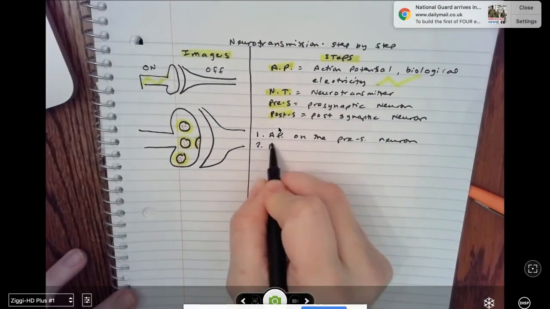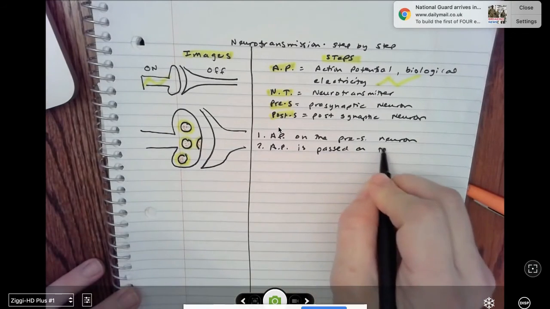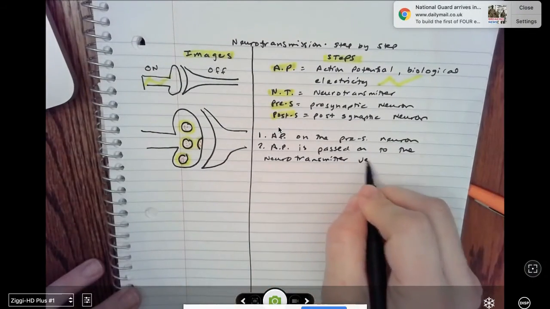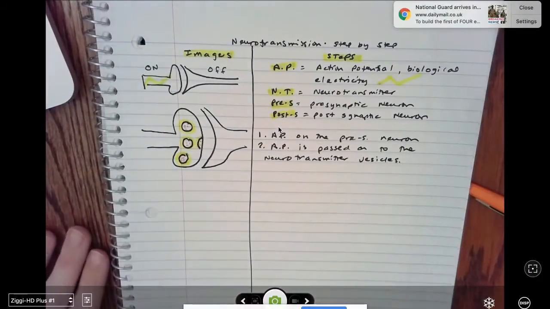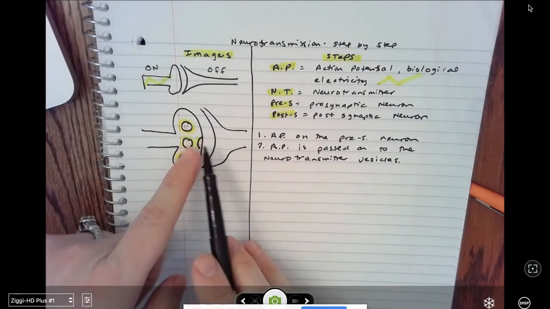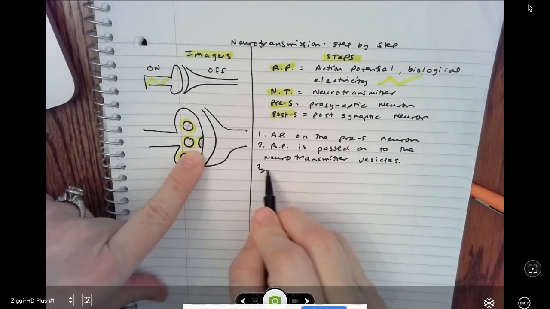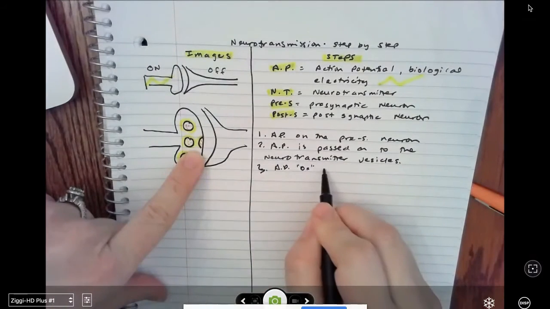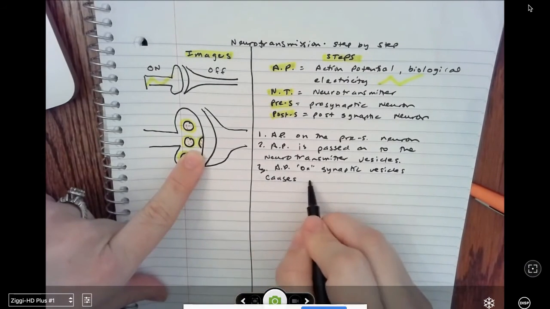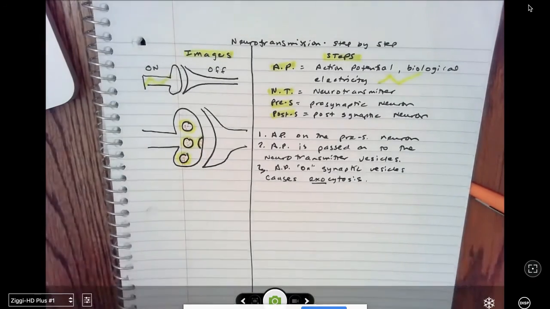So next, the action potential is passed on to the neurotransmitter vesicles. Okay, it's all about passing. It's like hot potato. The action potential is a hot potato. It went to the axon terminal. It went to the synaptic vesicle. Now that's going to cause exocytosis of the synaptic vesicles. So I'm going to put, this is step 3, AP on synaptic vesicles causes exocytosis. Exo means exit, cyto means cell, so it's going to exit the brain cell, causing exocytosis.